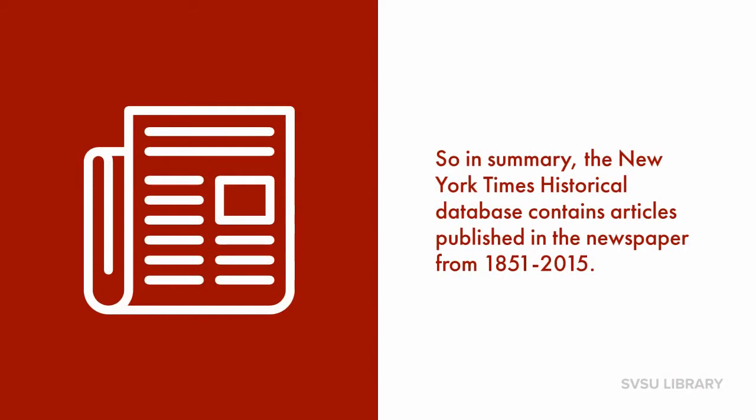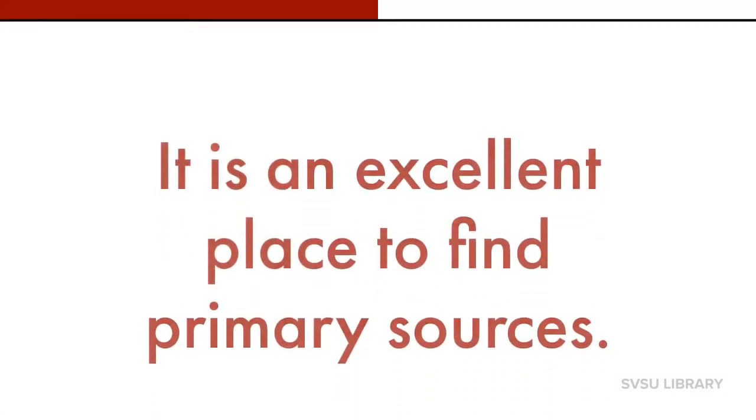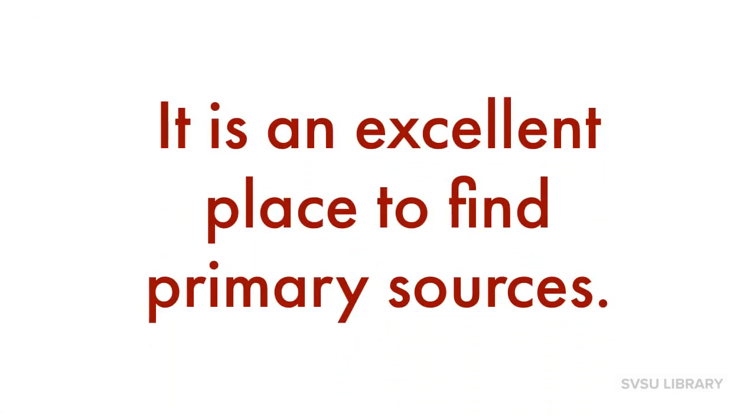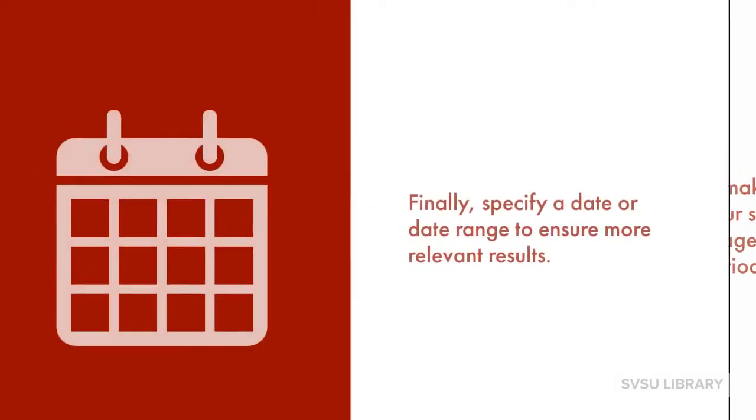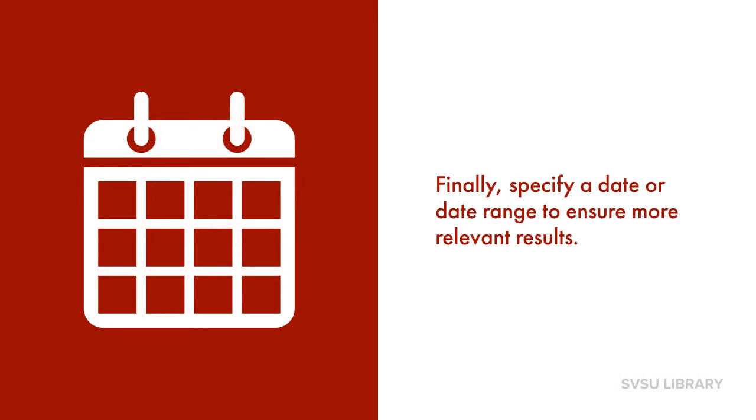So in summary, the New York Times Historical Database contains articles published in the newspaper from 1851 to 2015. It is an excellent place to find primary sources. For better results, make sure you match your search terms to the language used during the time period you are researching. Finally, specify a date or date range to ensure more relevant results.